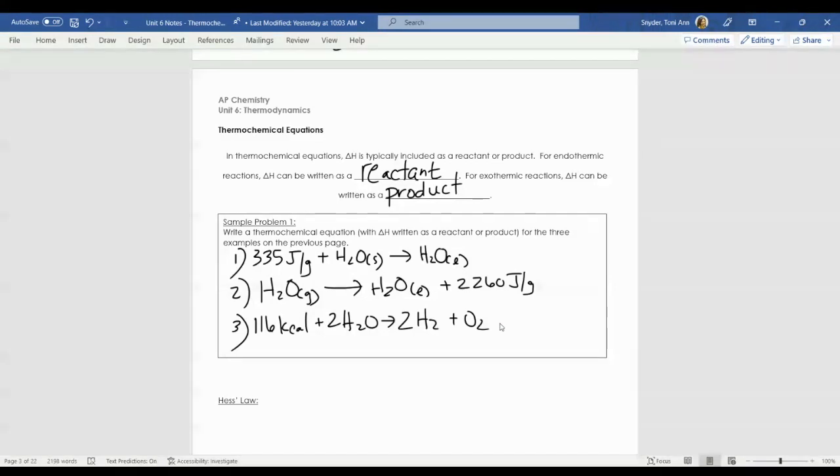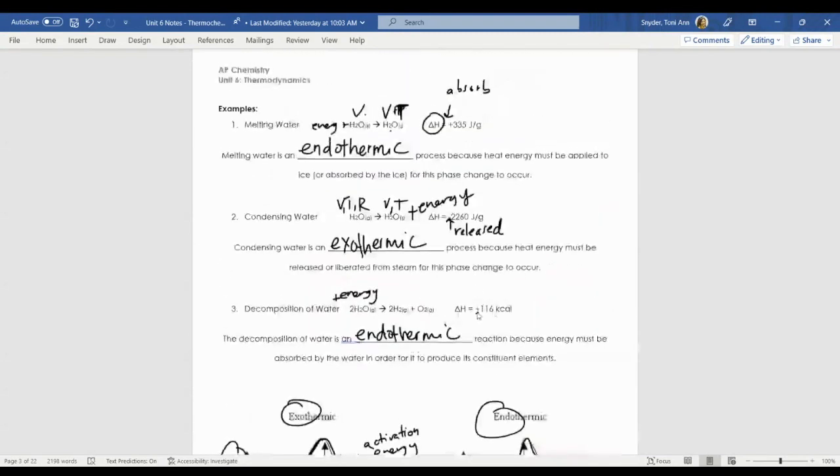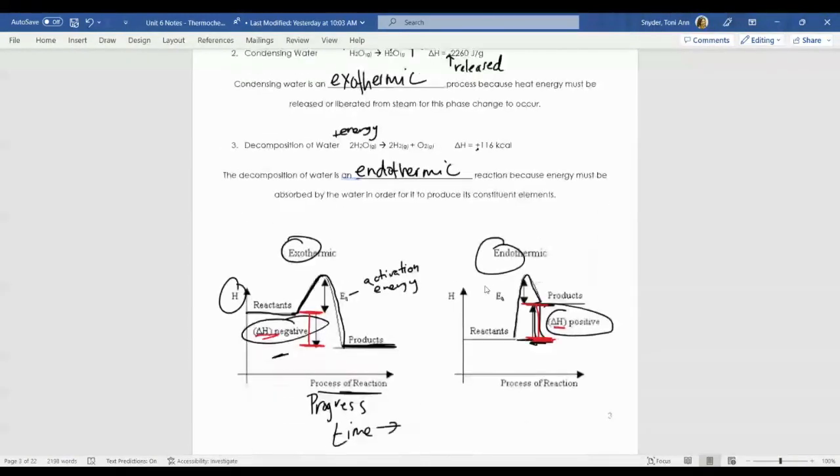I feel like we've been doing some FRQs and you've seen some of these already. You've especially seen delta H represented up here. We've kind of ignored that so far because we didn't talk about this yet, but that's what that means. It's just how much heat is either absorbed or released in the reaction.